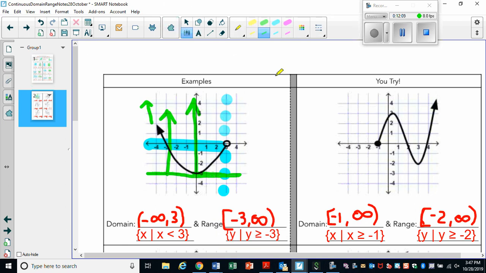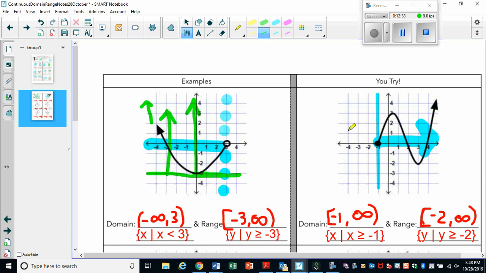Okay. Next problem. In the domain, we start at x equals negative 1, and notice how it goes on forever and ever. Since it's a solid circle, we start at x equals negative 1, and the function will eventually go forever and ever to the right.